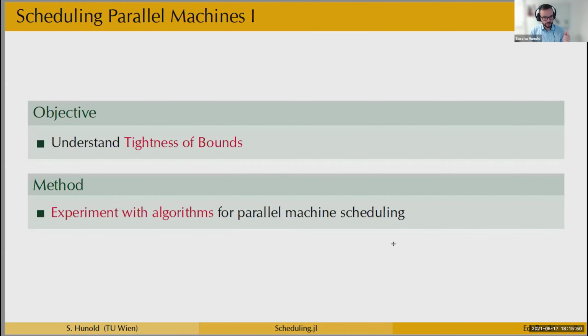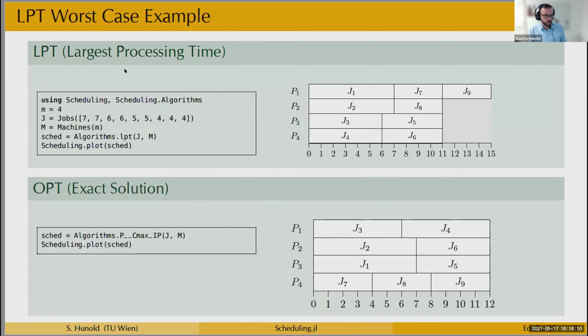So one objective is really understanding the tightness of bounds, because that seems to be a problem for many students. So what we are trying to tell them is, go try to find some approximation algorithm that we have and try to come up with a worst-case instance. And so we experiment with this. For example, here we have a regular LPT heuristic where we just sort the jobs by the largest processing time and then schedule on the least loaded machine. So this is the worst-case example for that problem.